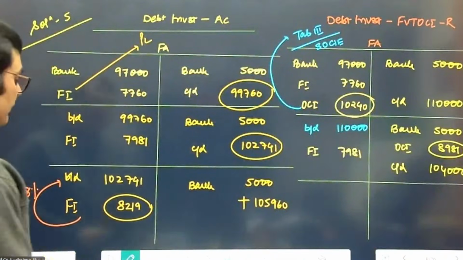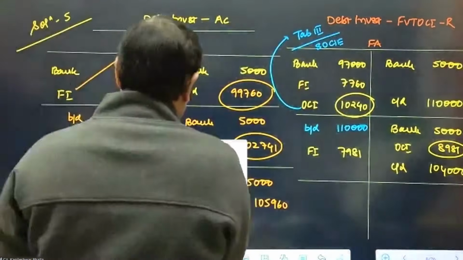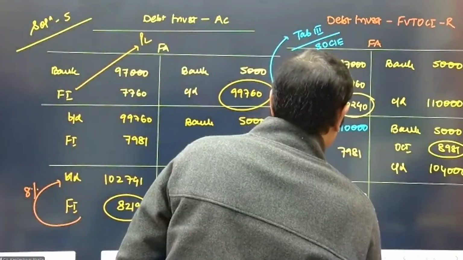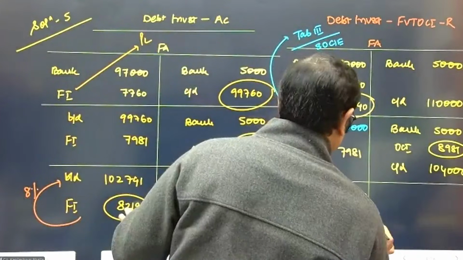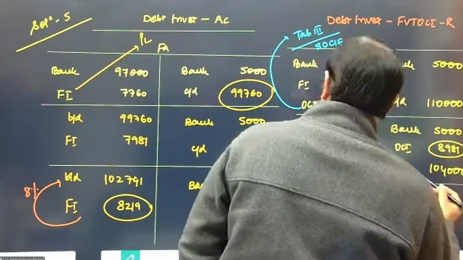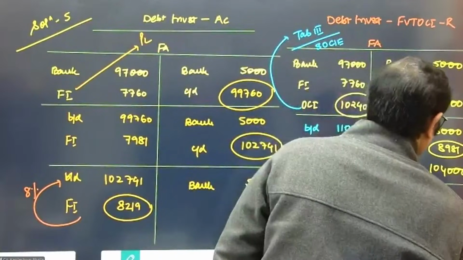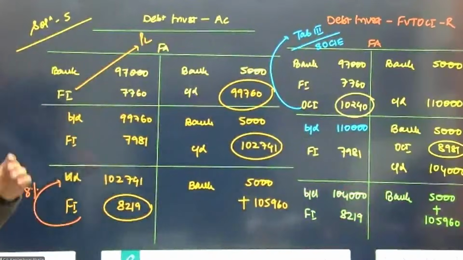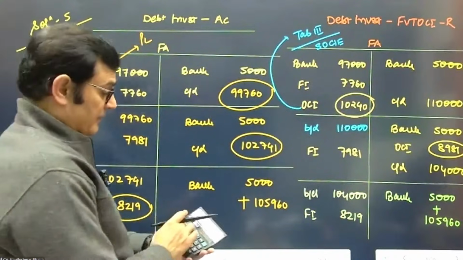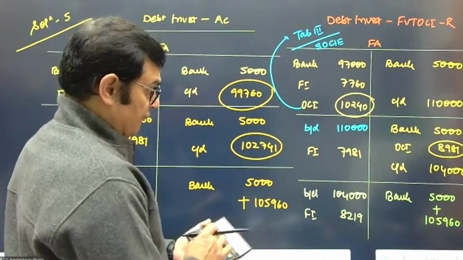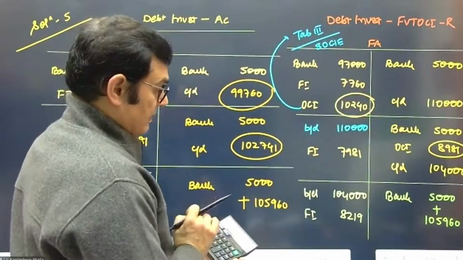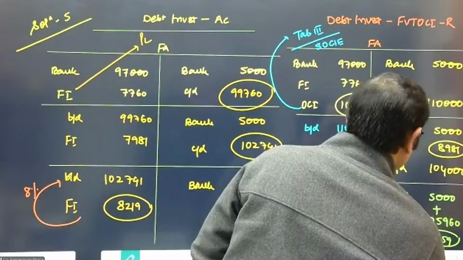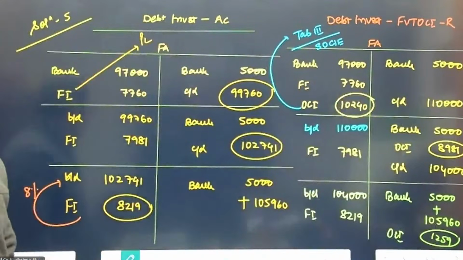Okay, and then finally in the third year, we get the balance BD, and that is 1,04,000. I think let's take this finance income, 8219, and we record the figure through bank. That's 5,000 plus 105,960. Again, we get the differences in terms of the fair value gain loss. 8219, 1,04,000. I think this is coming to 1259 on this side. This is again going to be captured in the other comprehensive income.